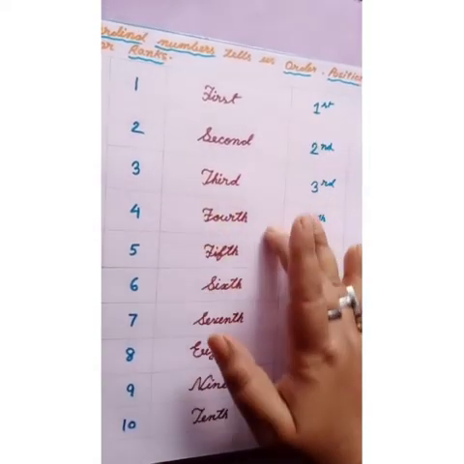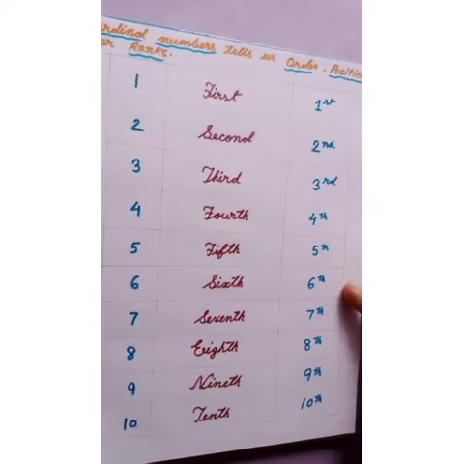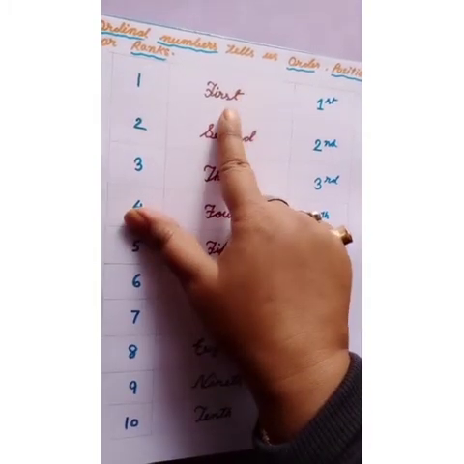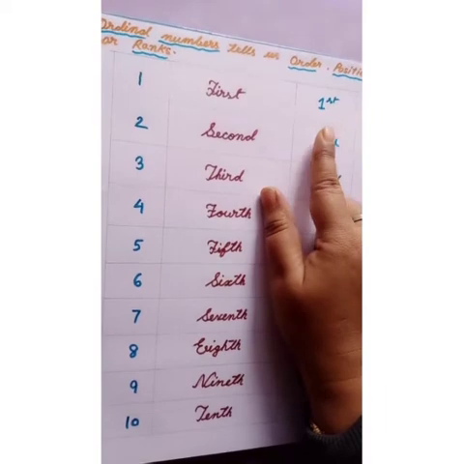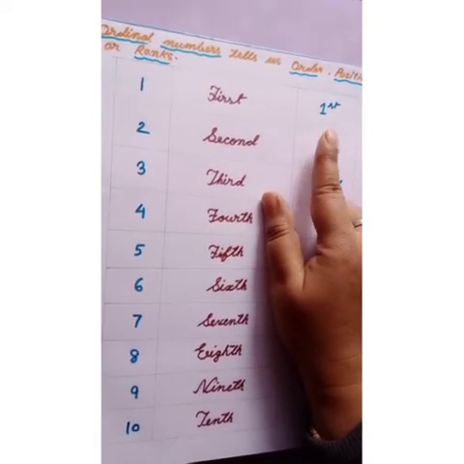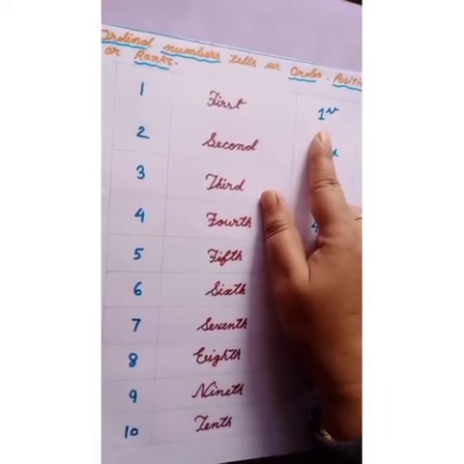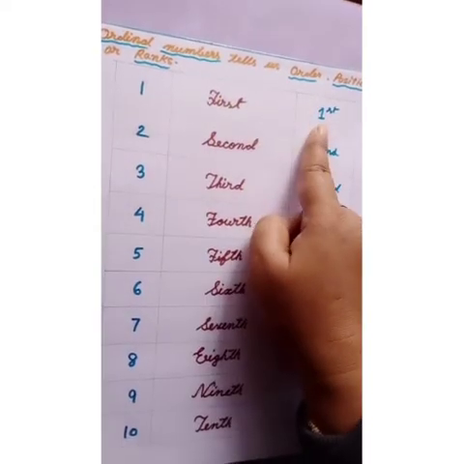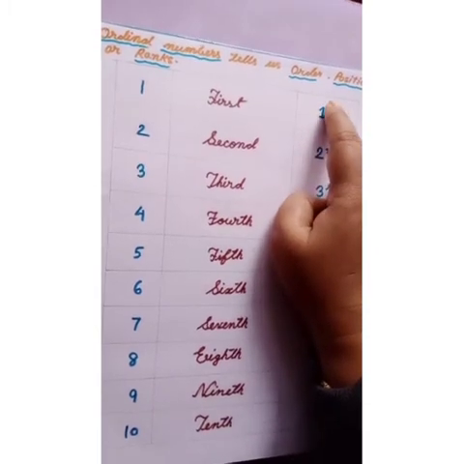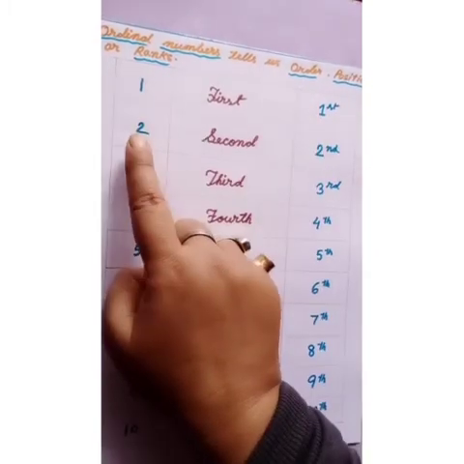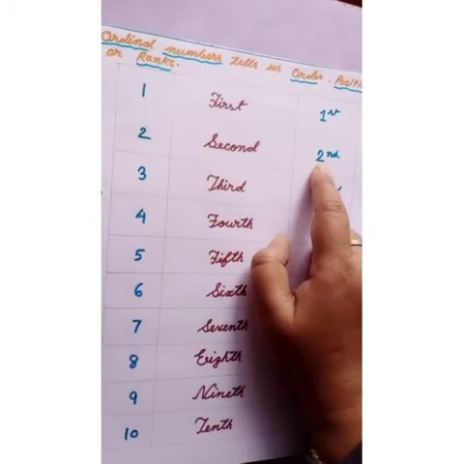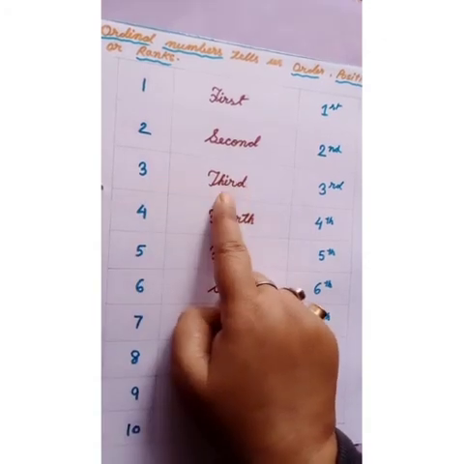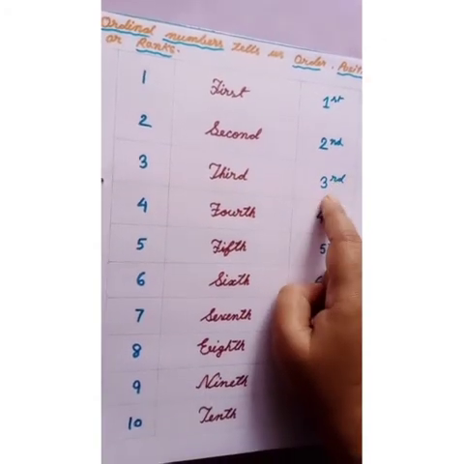Kids, look at this page. I have made a chart for you. Like 1 means first, and when we write ordinal numbers, this is the way we need to write it. Okay, so 1 means first, and in ordinal number write 1 and write st, first. 2, second, write here 2nd, second. 3, third, 3rd, third.